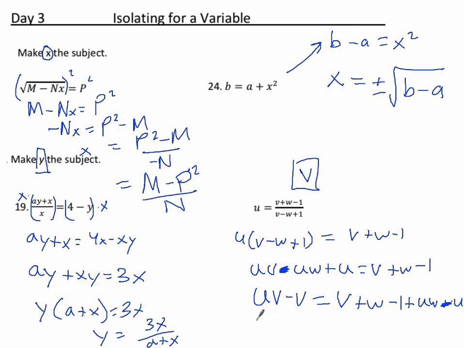Again, we're going to factor out the v. And then we have u minus 1 equals, and same thing. So next we just divide by u minus 1. So v equals this whole thing. v plus w minus 1 plus uv minus u all over u minus 1.